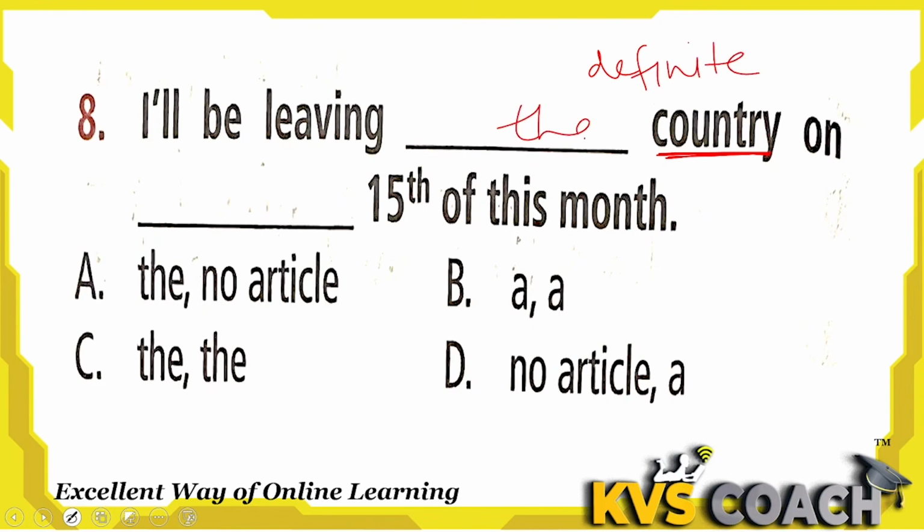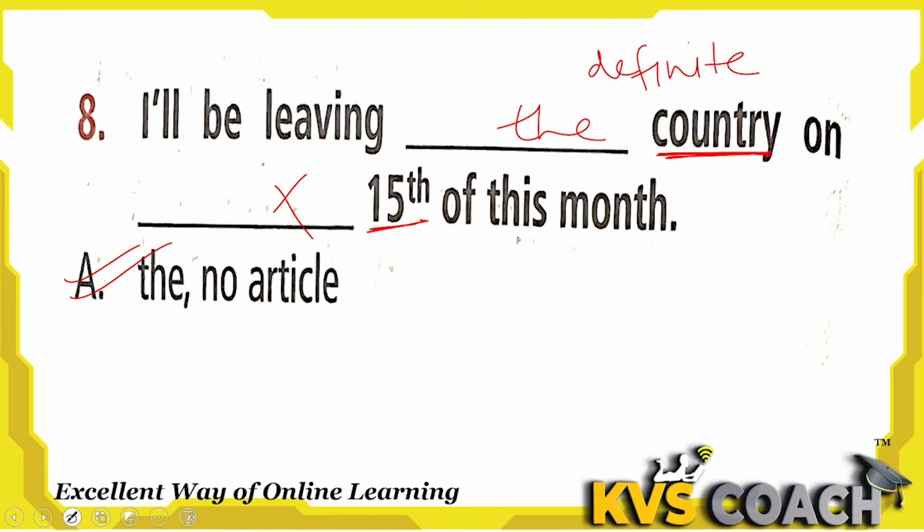So we will say I will be leaving the country on dash 15th of the month. With number dates we don't use article. Okay, we will speak like that on the 15th of this month. In speaking we use the word, but in writing we never use the article with the number dates. On 15th of this month we will say like this. Okay, so there is no article. A is the right answer here.